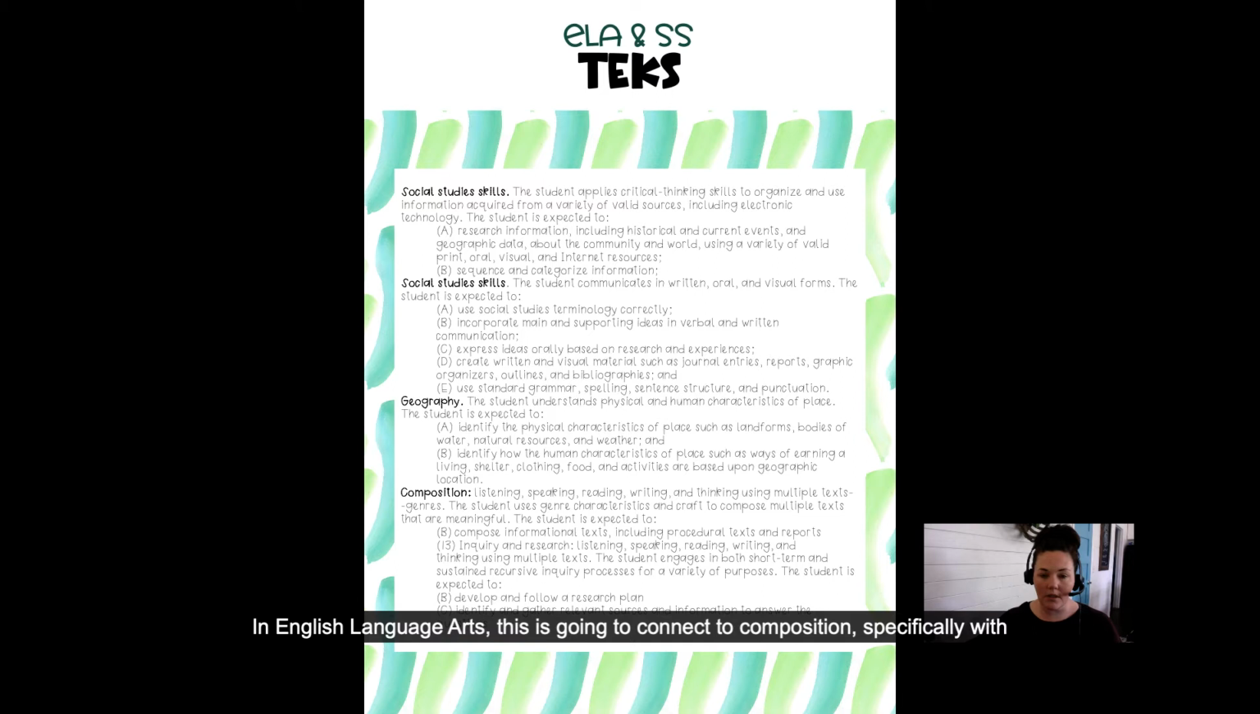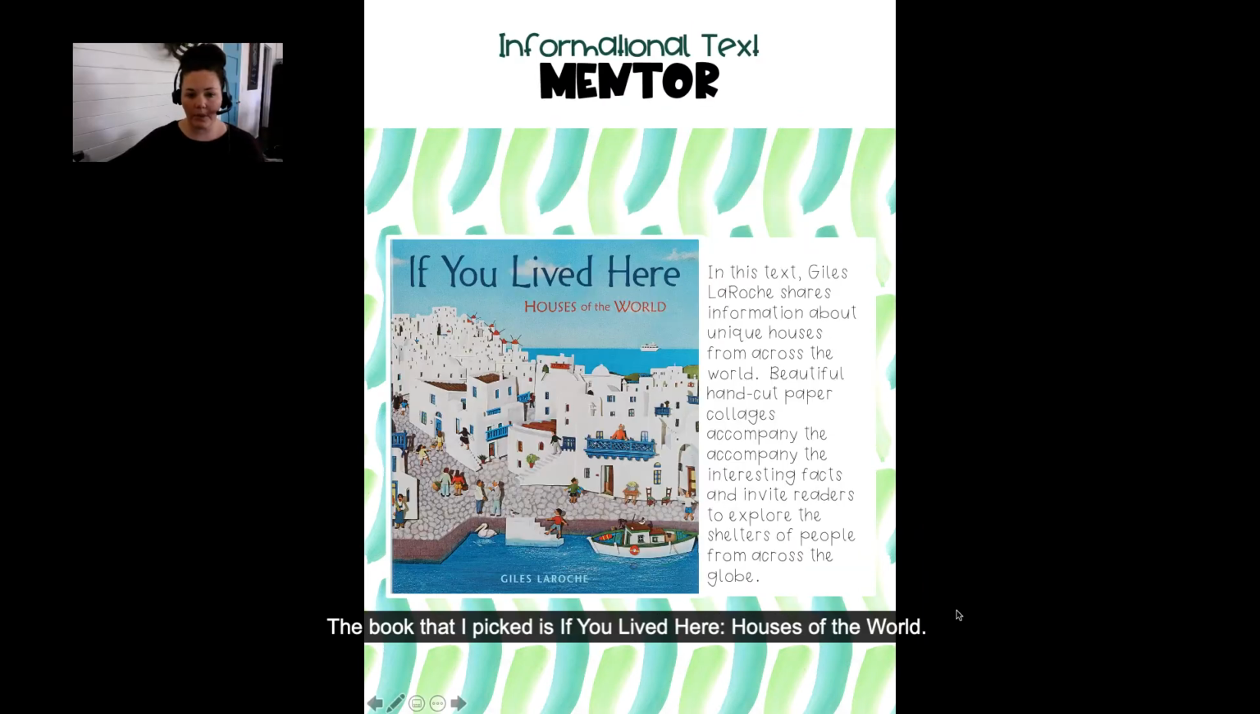In English Language Arts, this is going to connect to composition, specifically with informational text. It's also going to connect to the inquiry and research strand. The book that I picked is If You Lived Here, Houses of the World. This will serve as our mentor text for this Right to Learn activity in social studies. And it's a great book to have in your classroom.